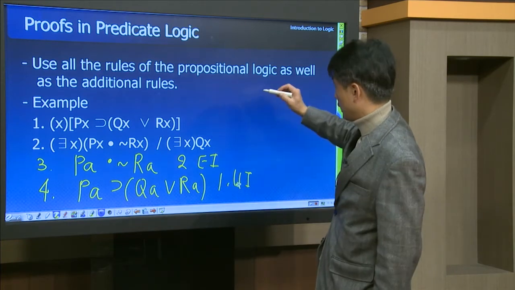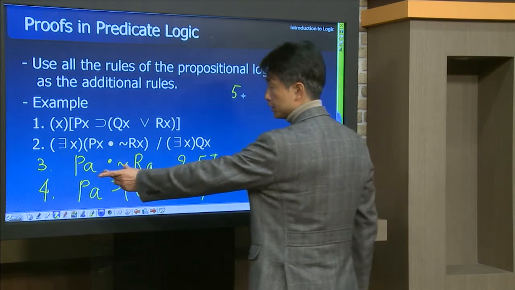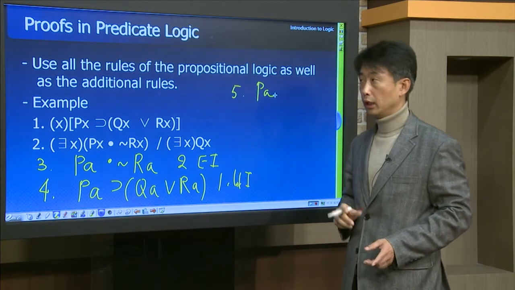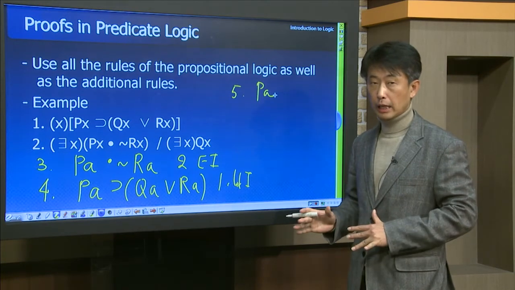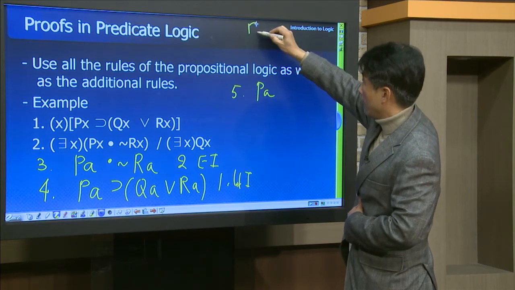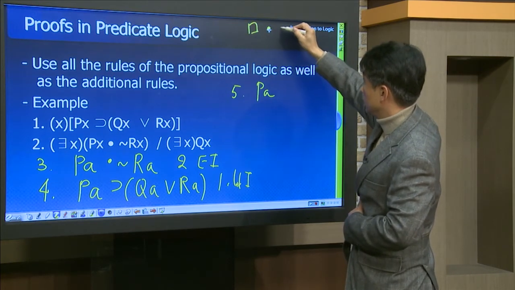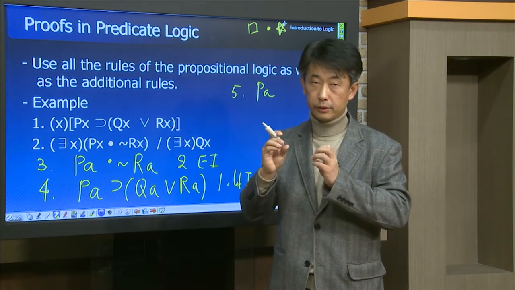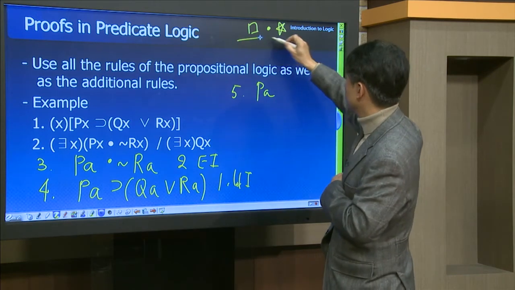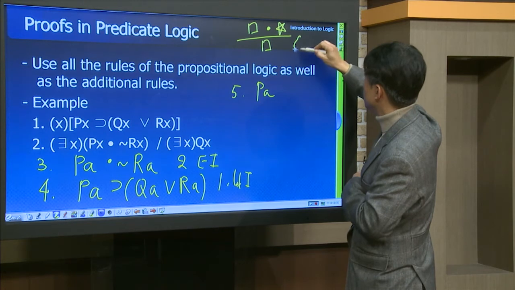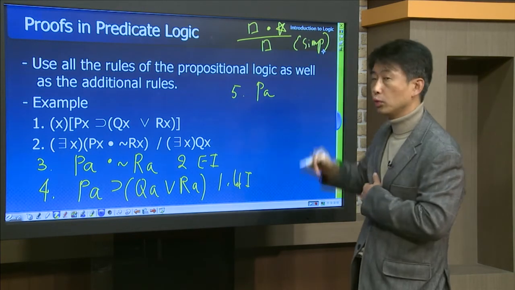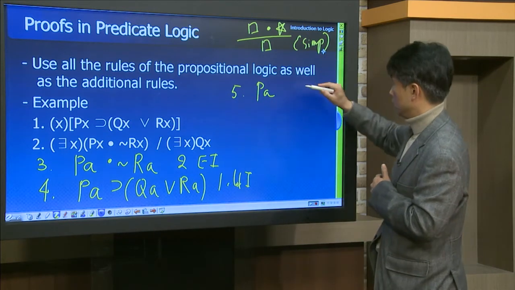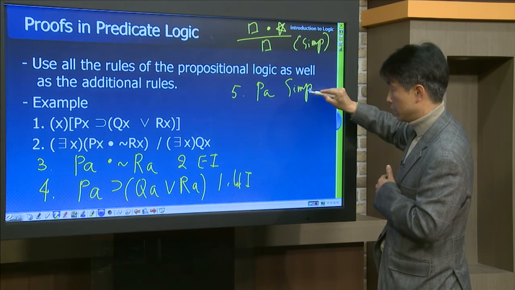All right. After that, I want to do simplification of number 3 and derive P A. The simplification rule, remember, was one of the rules for propositional logic, and which says that whenever I have two things combined by the and sign, I can derive either one of them. So I'm going to appeal to this rule to derive P A from this. Simplification, number 3.